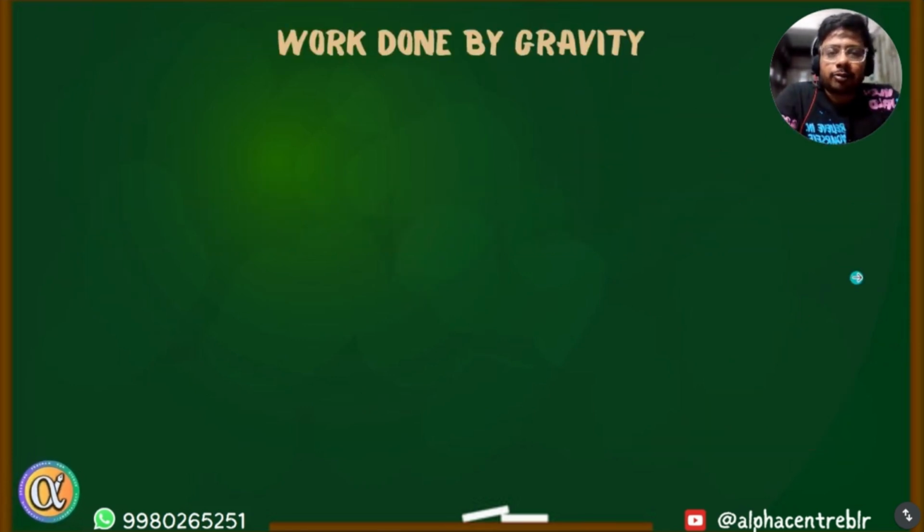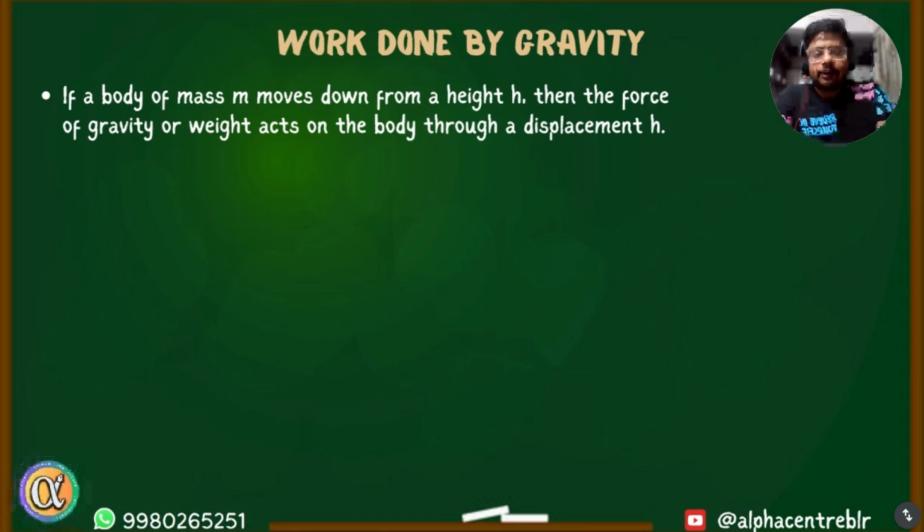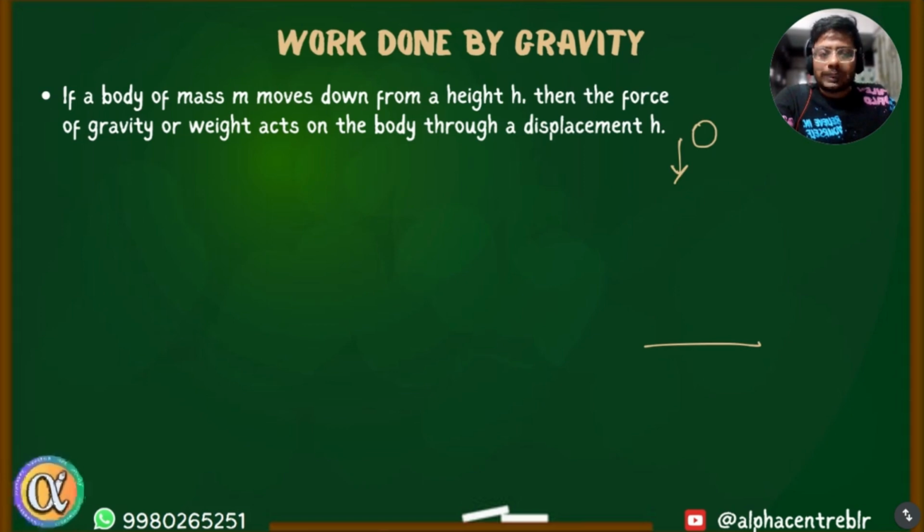Okay, next concept, work done by gravity. Suppose we have an object which is moving towards Earth. Let's assume this ball is moving towards Earth. Why is it moving towards Earth? Because Earth is applying a gravitational pull on the object. Earth is attracting the object. So Earth is doing some work on the object. So again here work done is equal to force multiplied with displacement. Can I say that?